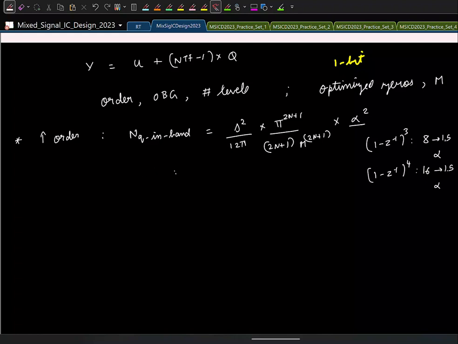So increase the order. I keep the out of band gain the same. Can you say anything about the maximum stable amplitude? Will it change or will it increase?